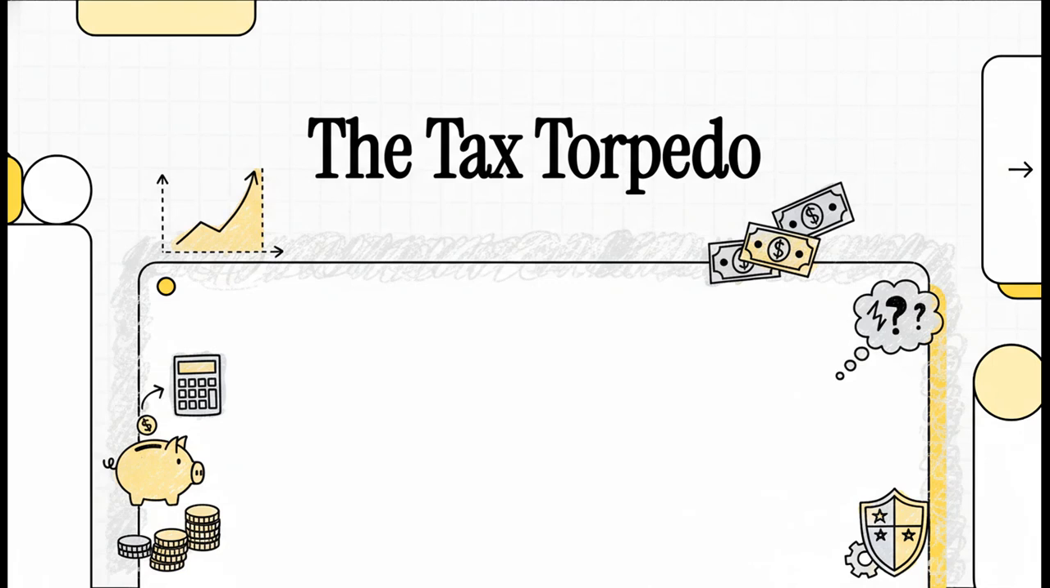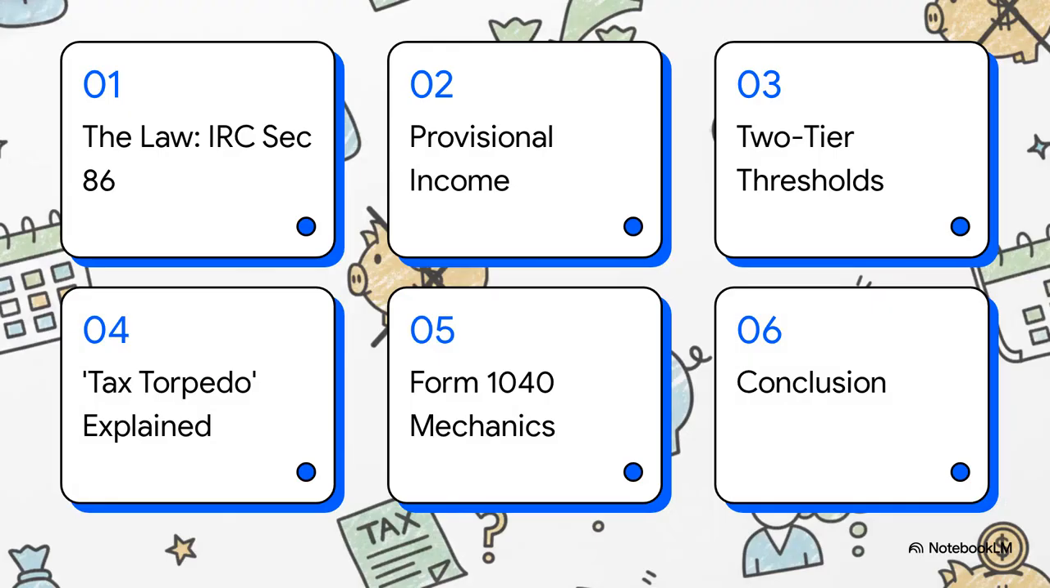All right, today we are going to rip apart one of the most misunderstood and honestly one of the most punishing parts of the US tax code: how your Social Security benefits get taxed. This is a hidden world of phantom tax rates and financial tripwires, and it's famously known as the Tax Torpedo. Let's dive right in.